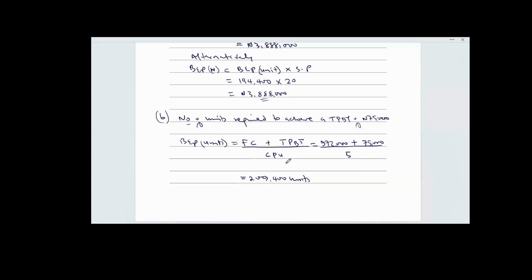So let's move to the next one. Number C, the number of units that must be sold to earn an after-tax profit of 100,000 naira if the income tax rate is 40%.